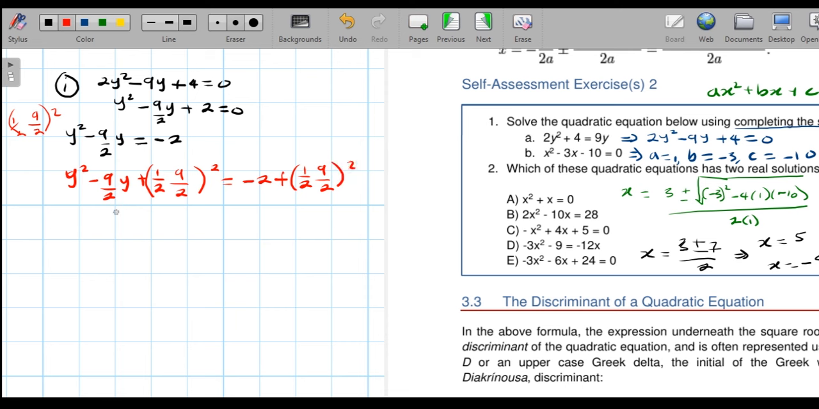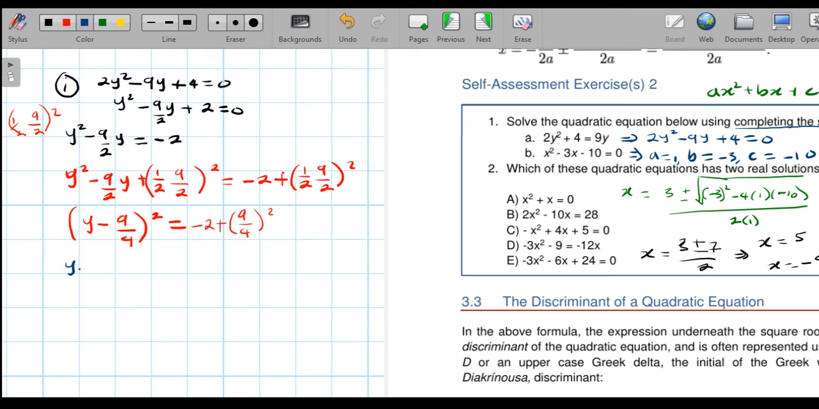So we are going to factorize this, which means if we factorize, we are going to have y minus 9 over 4, all squared. If we open this bracket, this is what we are going to get. So this is going to be equal to minus 2 plus 9 over 4 squared. So to do away with this square, we are going to take the square root of both sides.